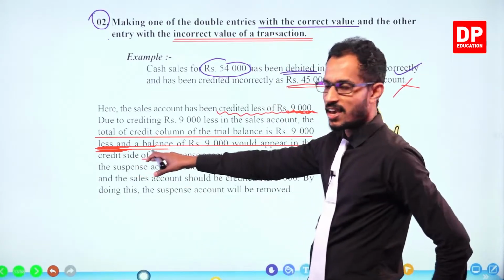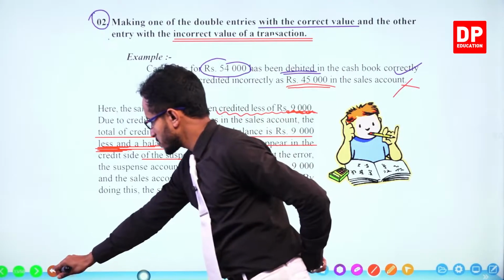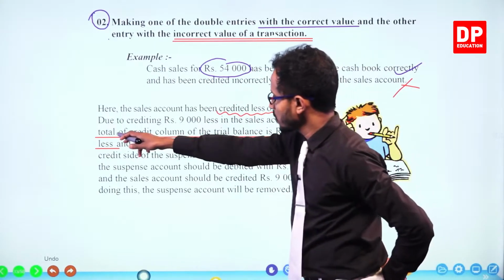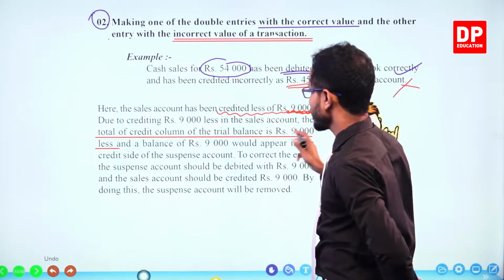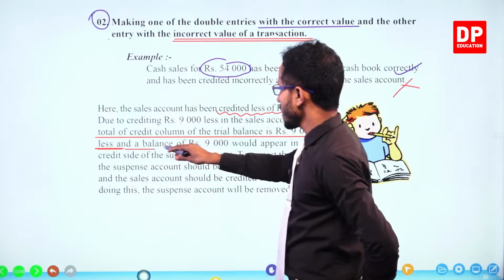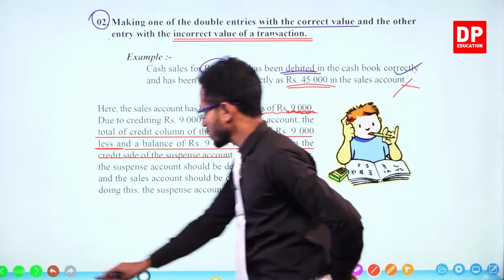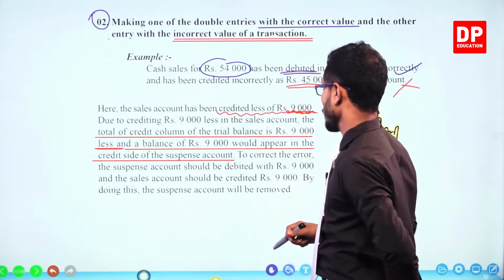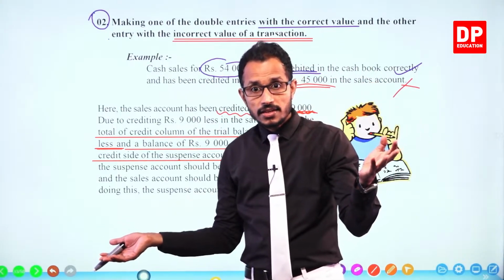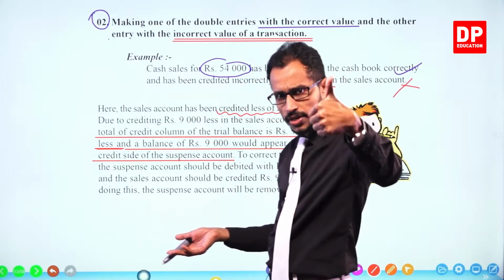That is what they have explained here, right? So, if the total of the credit column of the trial balance is 9,000 less, a balance of 9,000 would go to the credit side of the suspense account. You got it now? Did you get it? Yeah, okay, good.